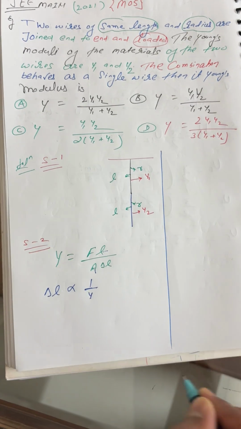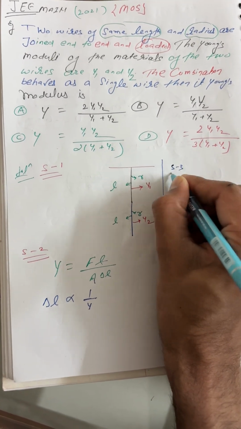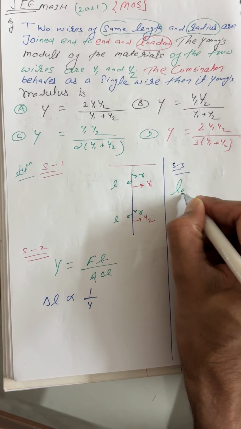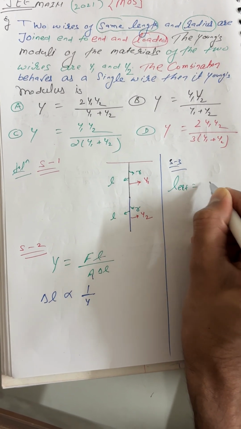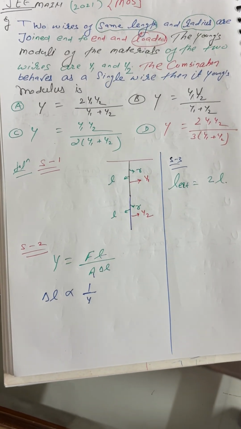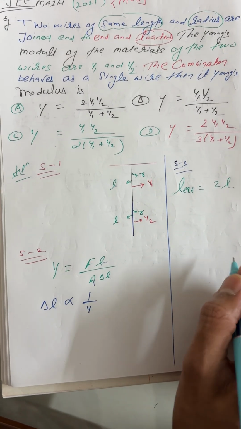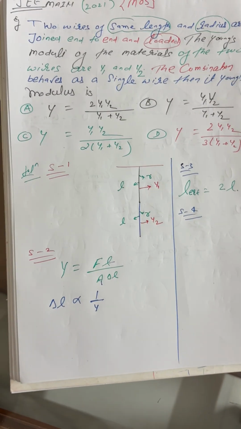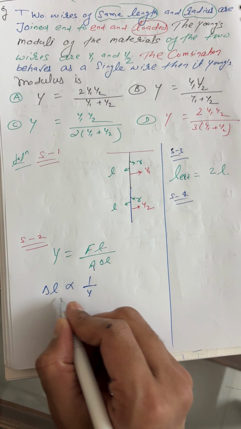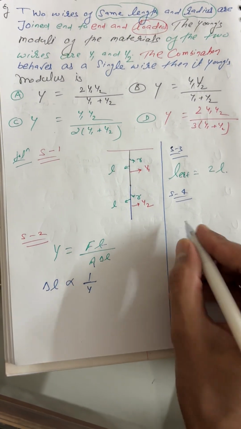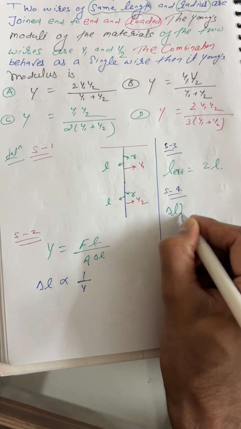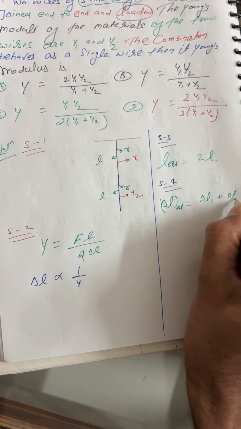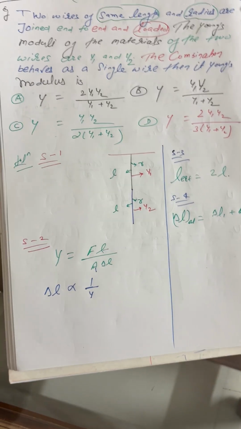Now this is step 3. The length remains the same, so L equivalent for the entire rod is nothing but 2L. Now I'm going to use step 4, because we wish to find the equivalent Young's modulus, related to delta L. So delta L equivalent is delta L1 plus delta L2.